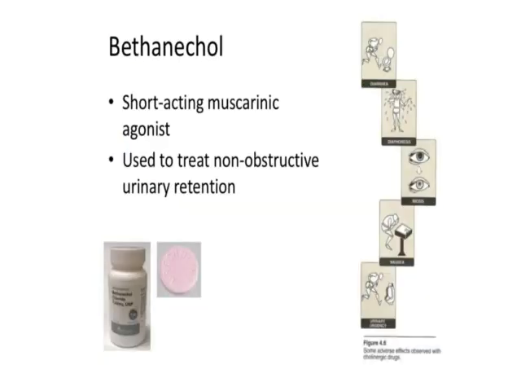Bethanechol is a short-acting muscarinic agonist. It is used to treat non-obstructive urinary retention. These are some adverse effects.